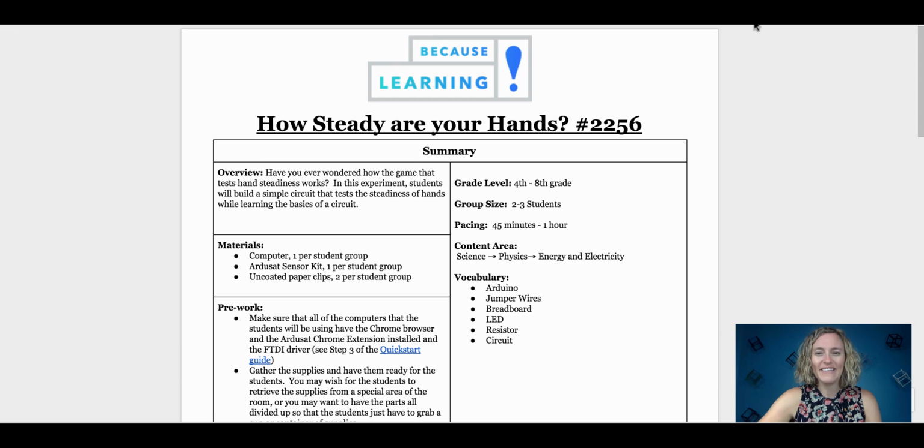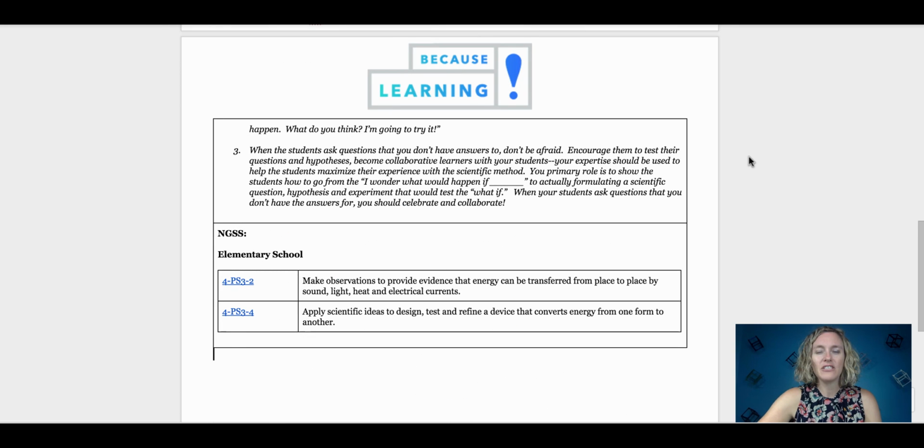The experiment guide contains information such as grade level, recommended group size, recommended pacing, content area, and the vocabulary. The bottom of each experiment guide contains the NGSS standards that are aligned to that experiment.